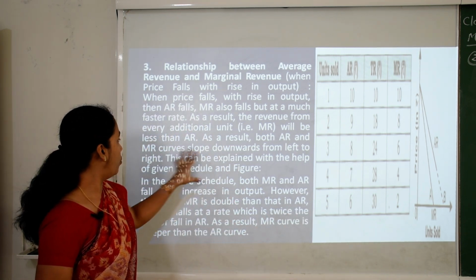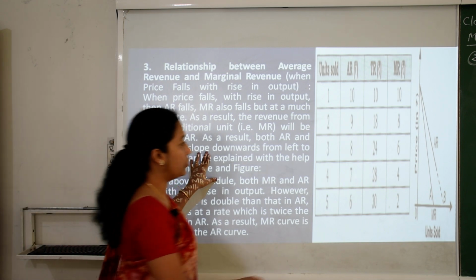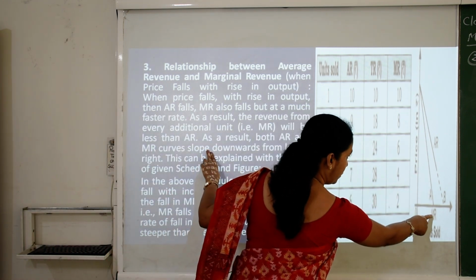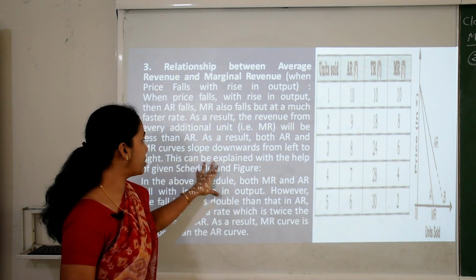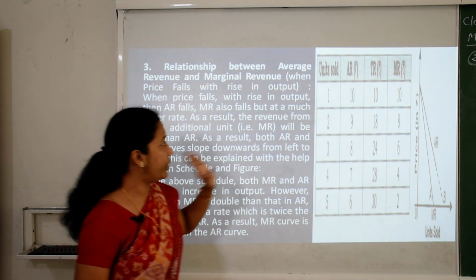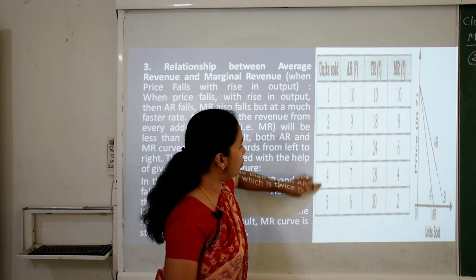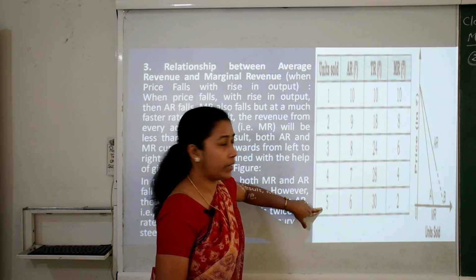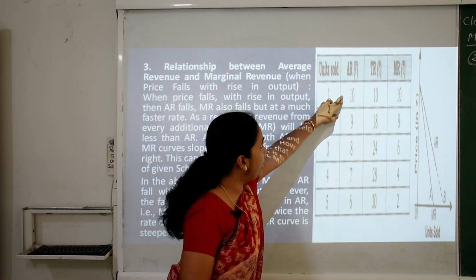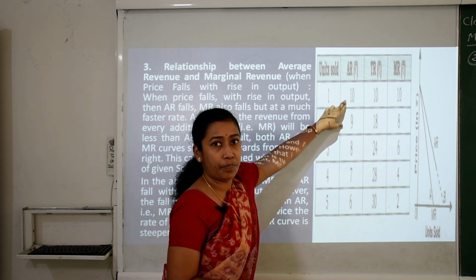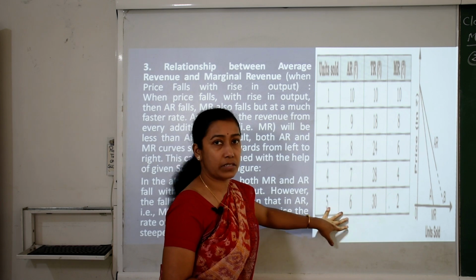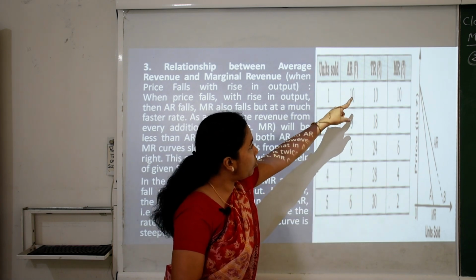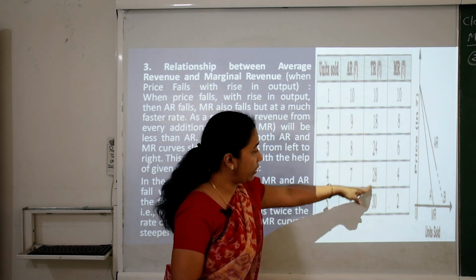As a result, both average revenue and marginal revenue curves slope downwards from left to right, with marginal revenue falling faster, and this can be explained with the help of this schedule. First we can see in the schedule the units which are sold one after the other, but average revenue, that is the price, is falling: 10, then 9, then 8, 7 and 6. But we see that total revenue is increasing only.